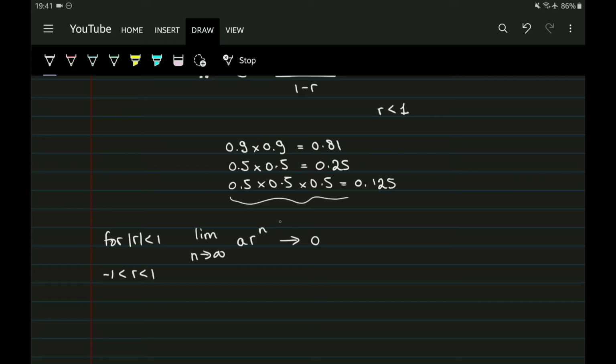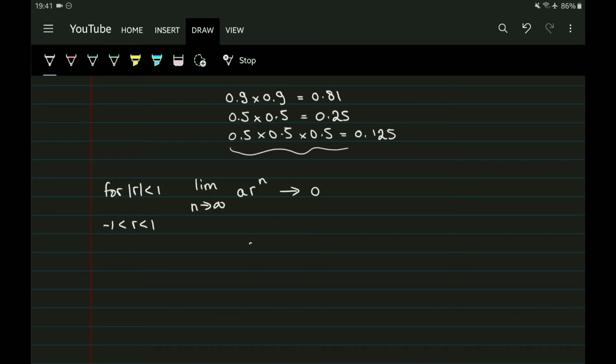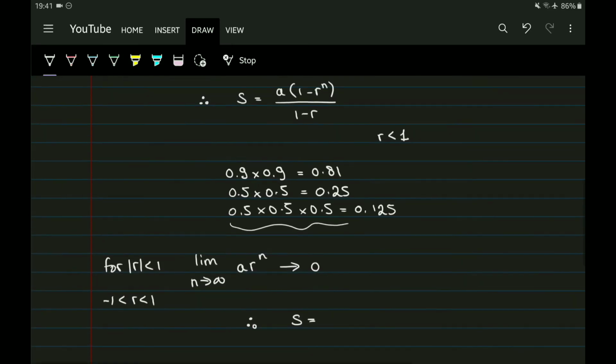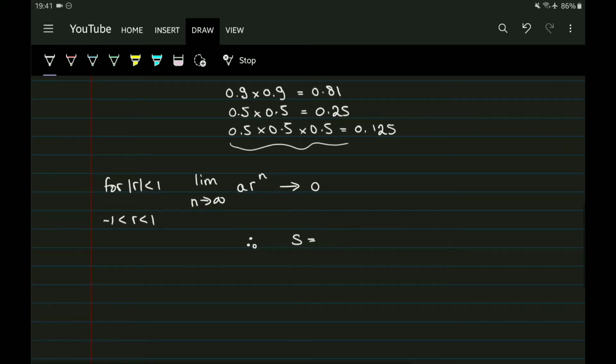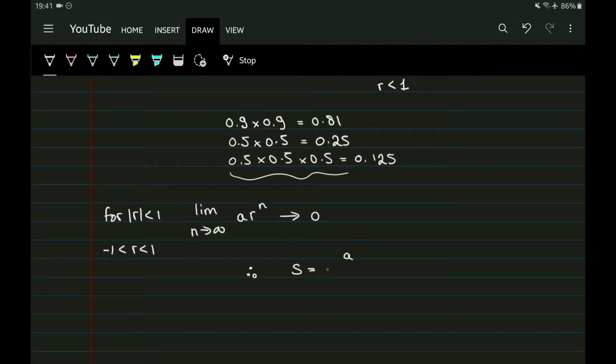This is because the terms become so small after an infinite number of multiplications that they just disappear virtually. So in the end, if you're summing up an infinite number of terms and your r is smaller than 1, then you get this result here. So looking here, you can see that this part here disappears. So at the top we only have a and 1 minus r.